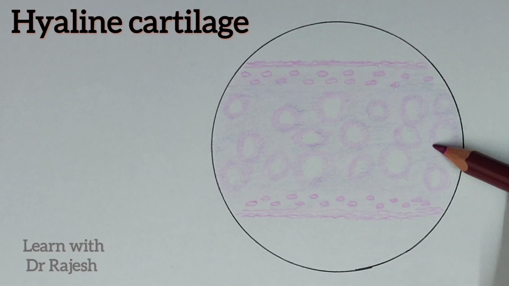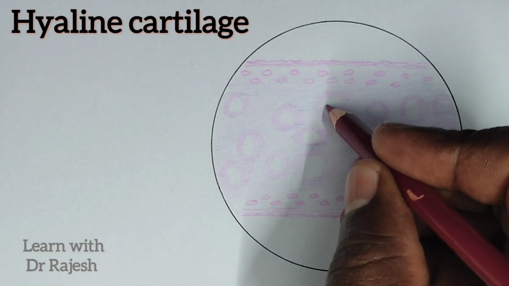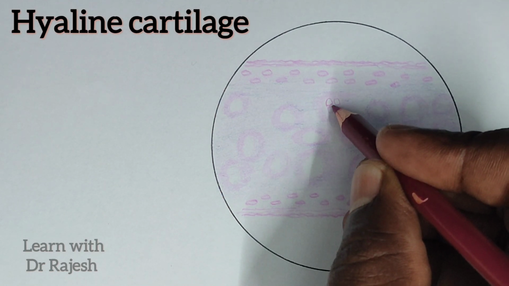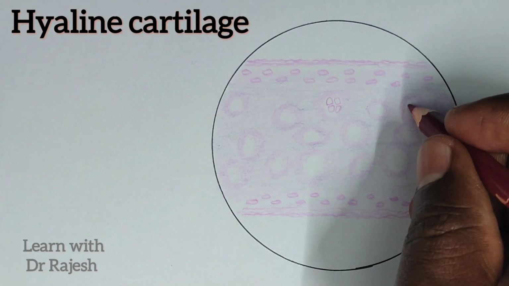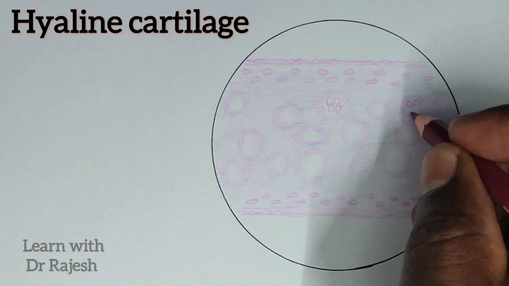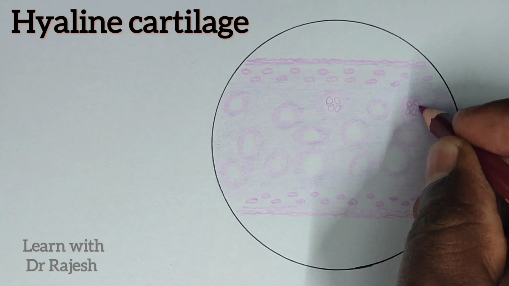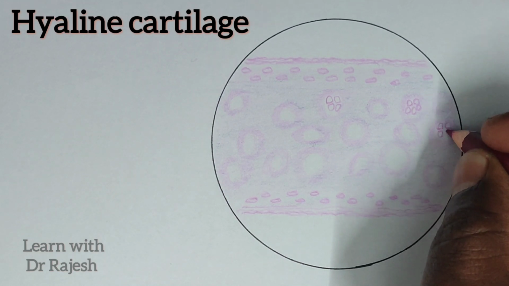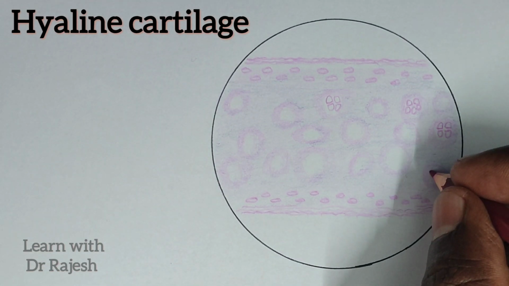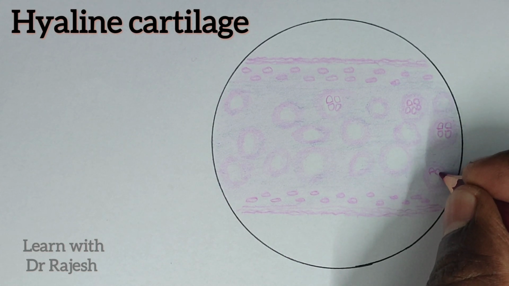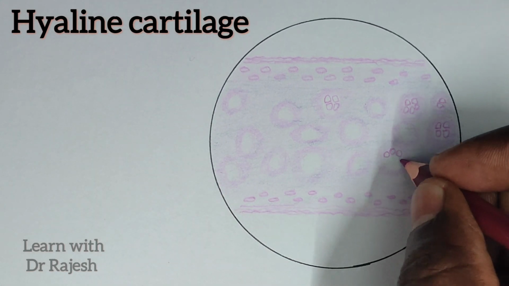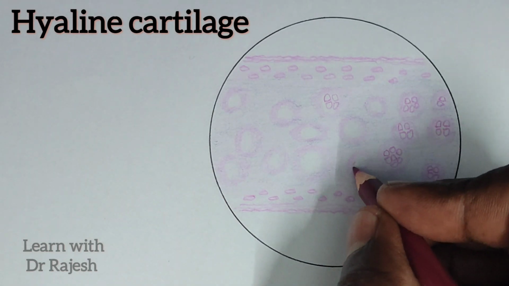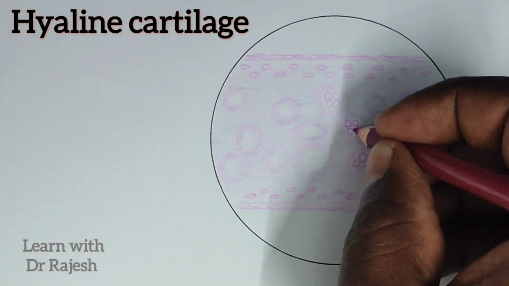Next we have to draw the chondrocytes inside these lacunar spaces. The chondrocytes can be drawn either 2 or 3 or 4 or up to 8 chondrocytes inside each cell nest. One aggregation of this lacunar space with multiple chondrocytes is called a cell nest. So we can draw the cells and fill in the cells in each lacunar space.